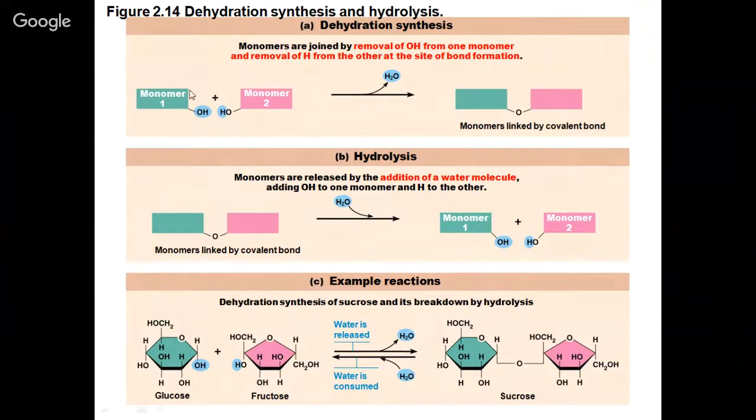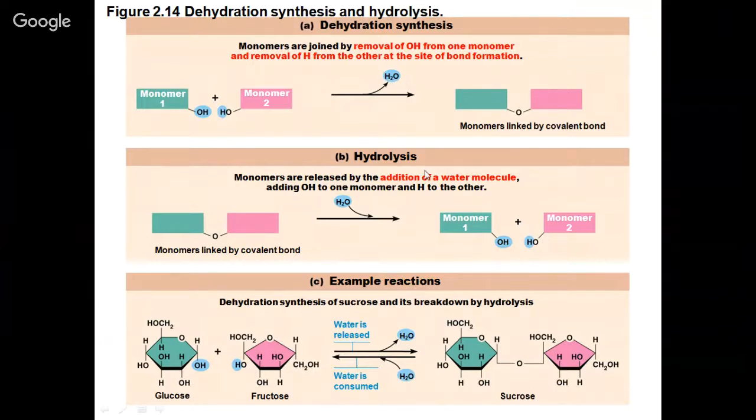The first figure shows two different monomers. When they come together, they form a covalent bond. So the monomers are linked by a covalent bond. At that point, a hydroxyl ion is removed from one monomer, and a hydrogen ion is removed from the other, and that is how the covalent bond is formed. The water molecule is released. This is a dehydration synthesis process, where dehydrate means loss of water. So with the formation of the polymer, the water molecule is removed.